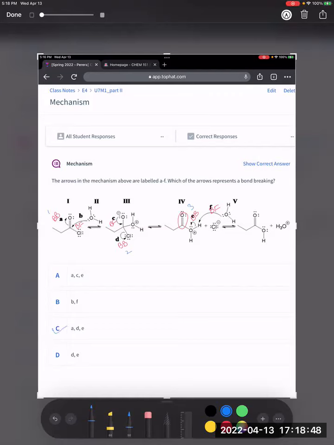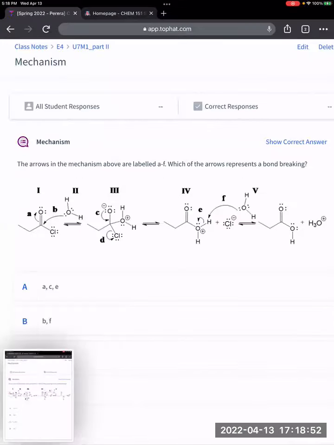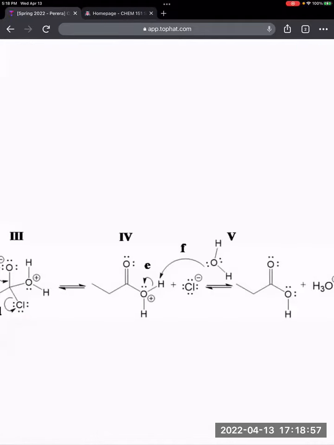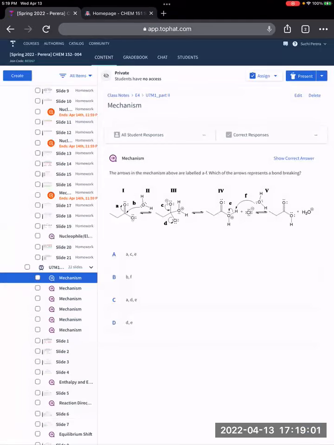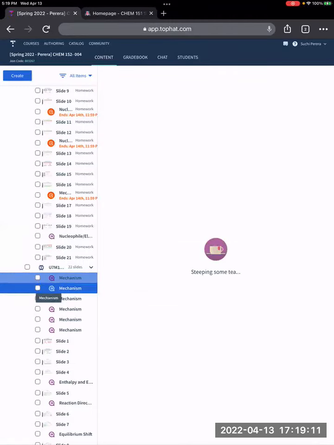Okay, so let's go back to the previous page. And then the correct answer must be option C. All right, let's move on to the next question.